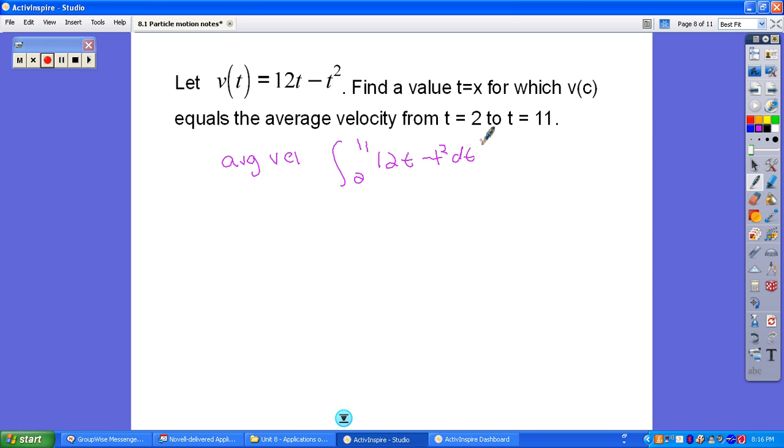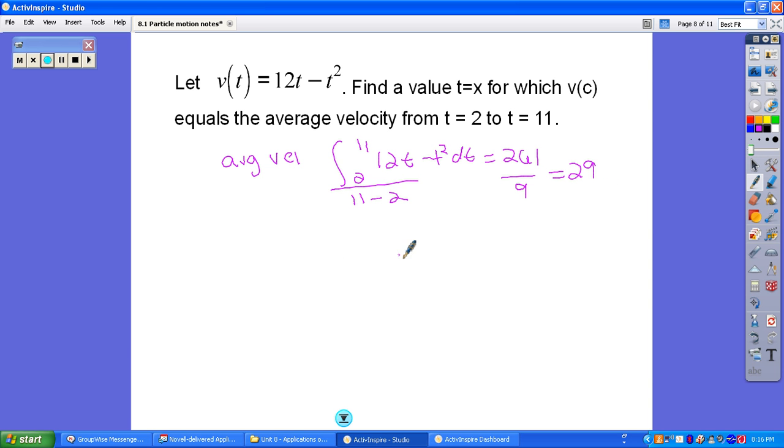And again, you can use your calculator to calculate this to save time. And when you do that, you get 261. And then to find the average value, we divide by the change in time. So the change in time gives us 9. So we're going to do 261 divided by 9, and we get 29. So that's our average velocity.